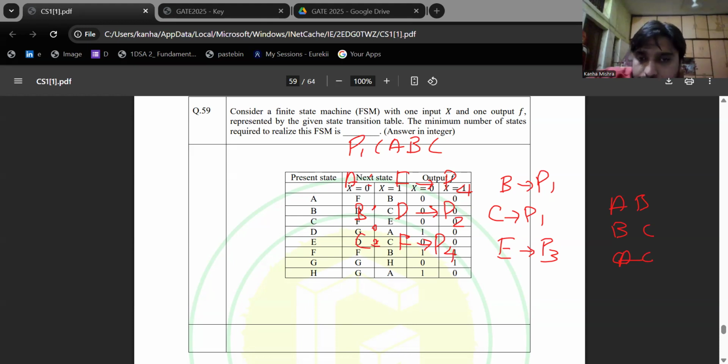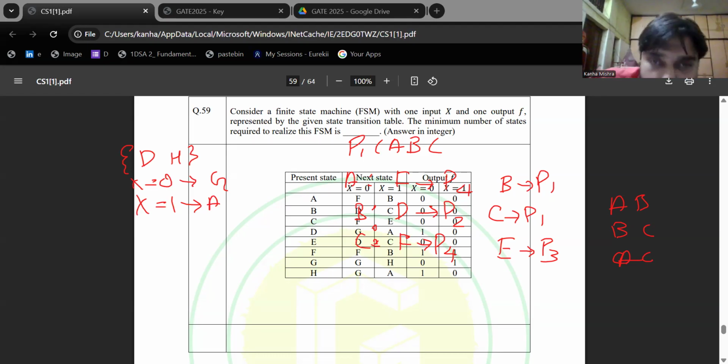Let's define D and H. So if I try defining D and H, both are x equal to 0 at the same group, both are x equal to 1 at A, which is a new group. Same transition going to the same group. So D and H will remain in the same group.